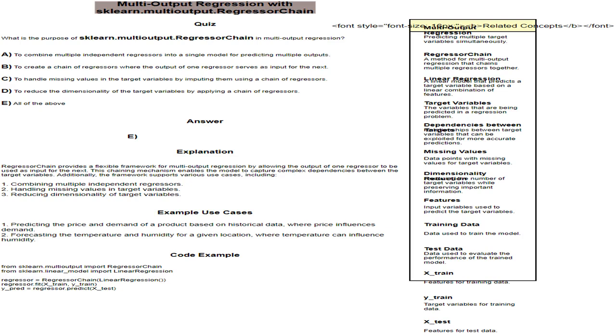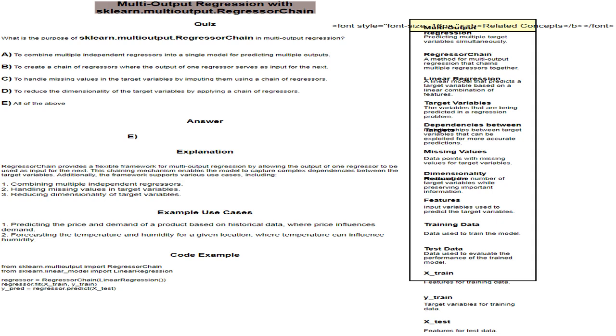From sklearn.multioutput import RegressorChain. From sklearn.linear_model import LinearRegression. Prepare the data. Xtrain: 25, 28, 32, 20, 22, the temperature features. Ytrain: 60, 70, 80, 50, 55, the humidity target.